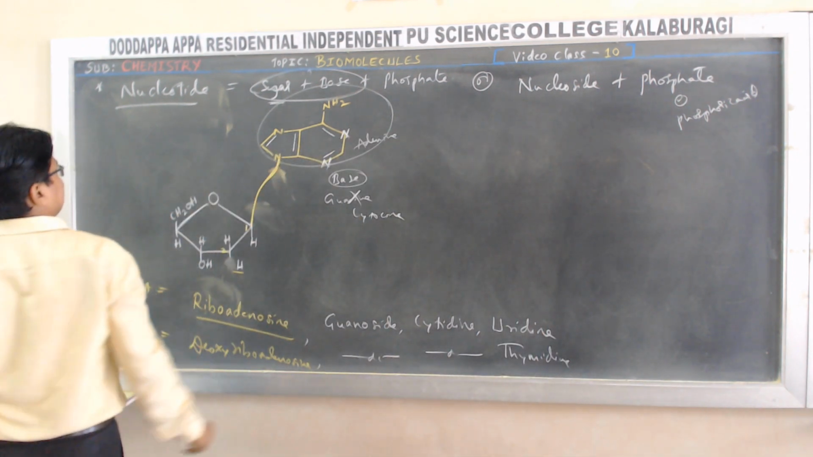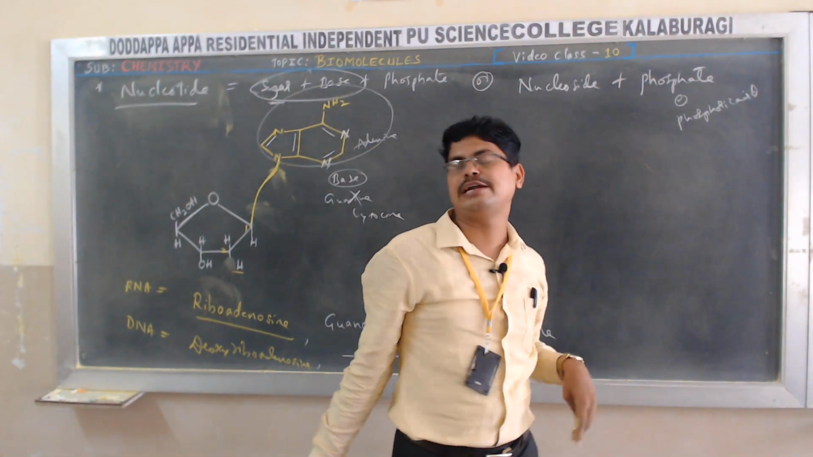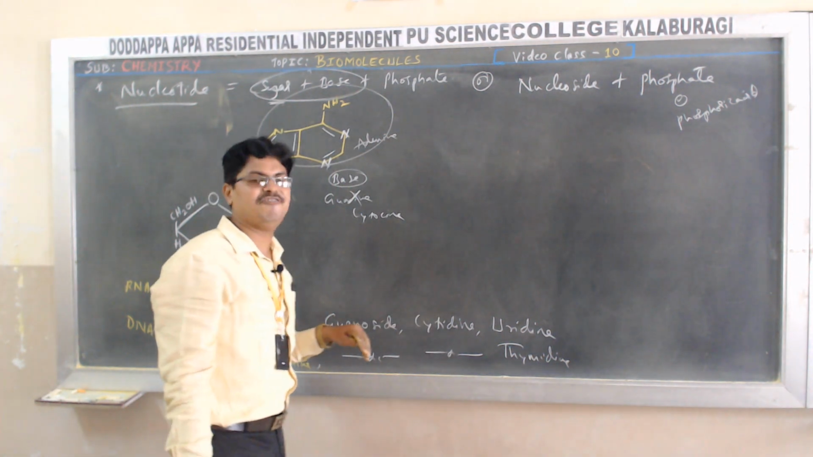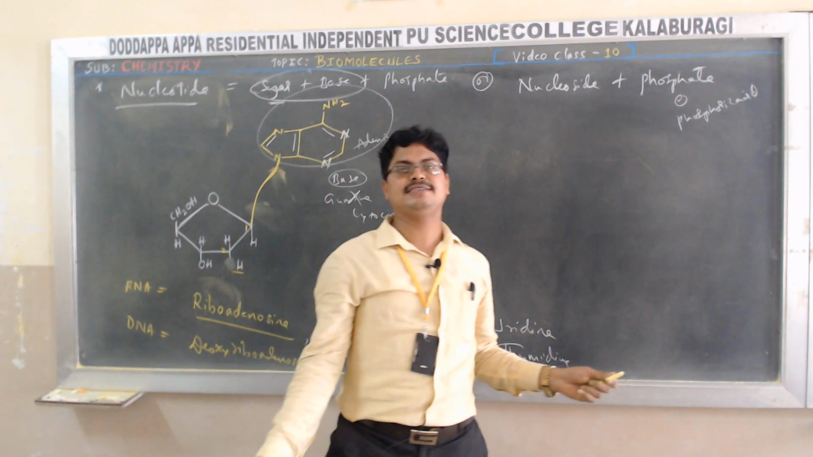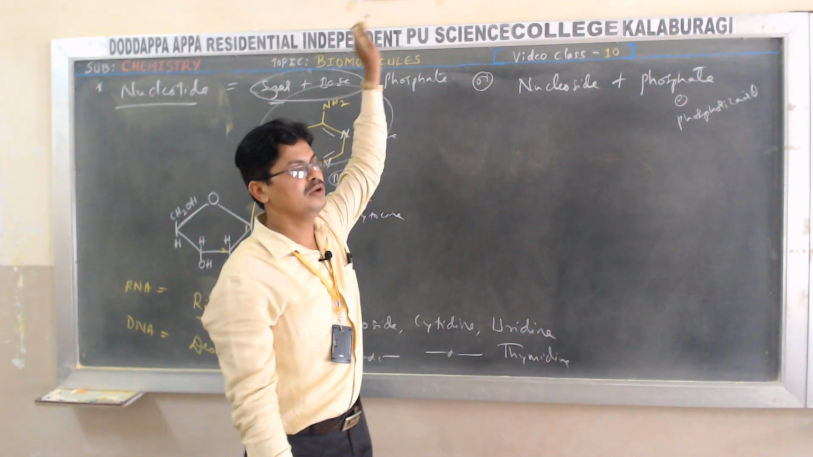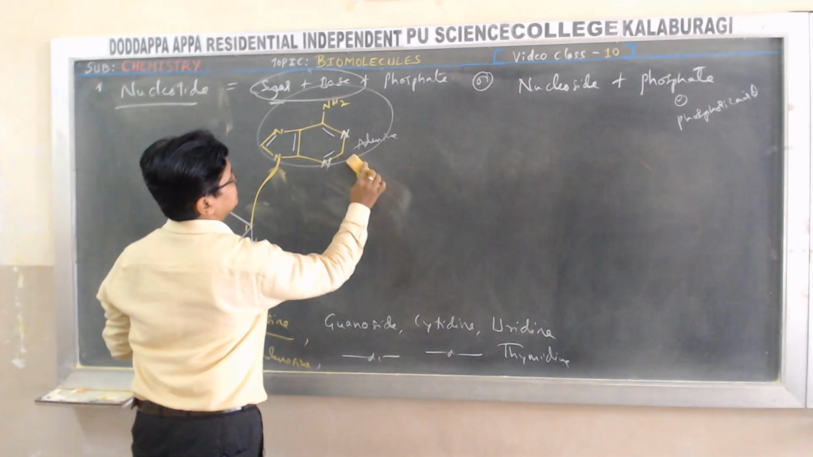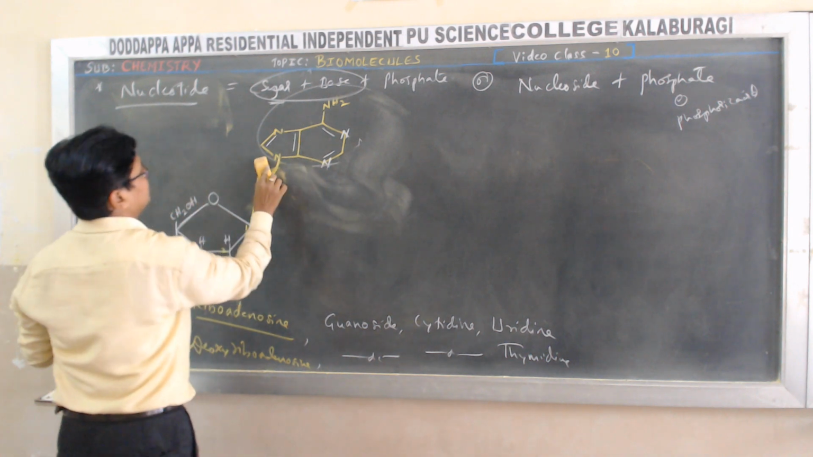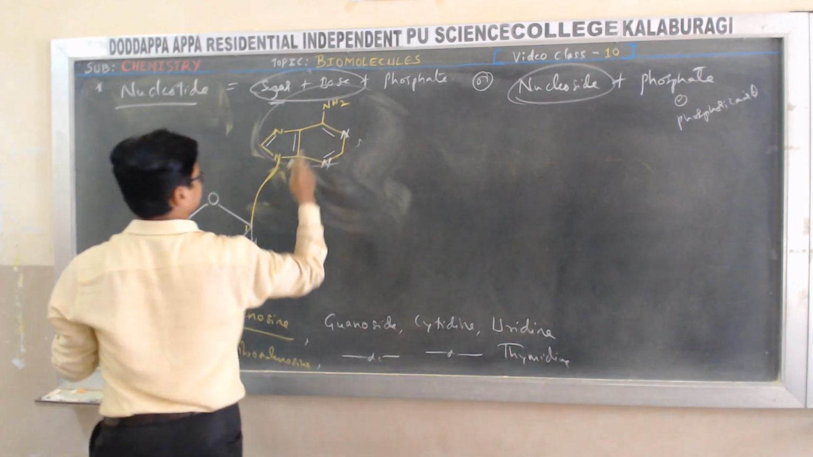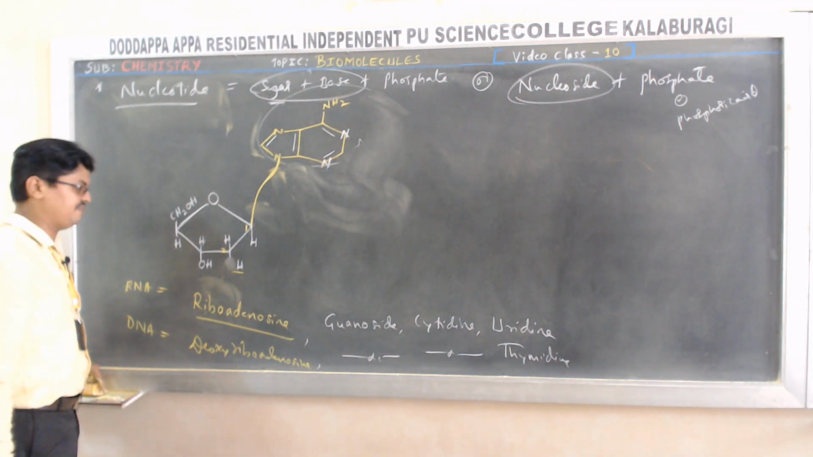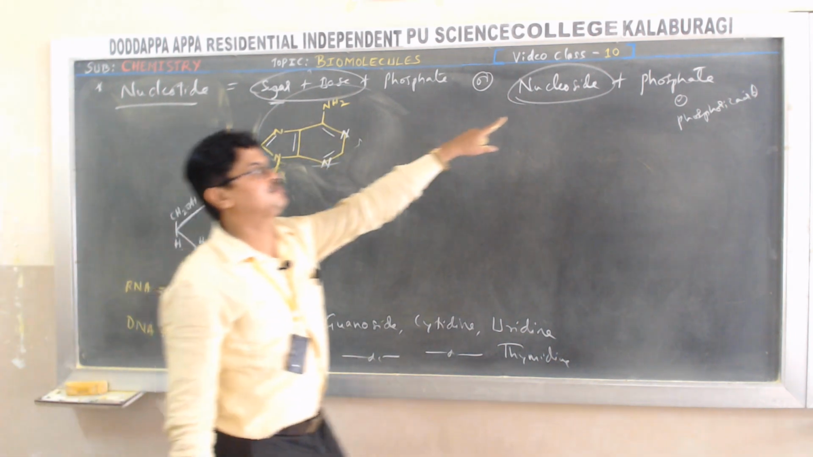Hence, nucleotides are the esters of phosphoric acid with nucleosides. That is how to write the structure of a nucleotide. Let me consider the same structure now. First you have to write what? The structure of the nucleoside. Correct? This is the structure of the nucleoside. Then attach what? Phosphate group.